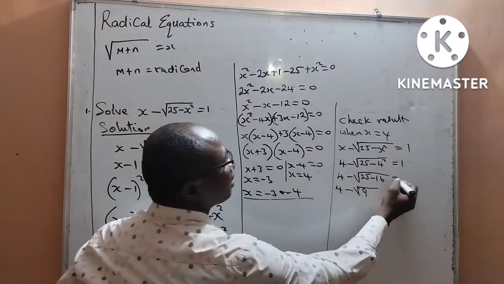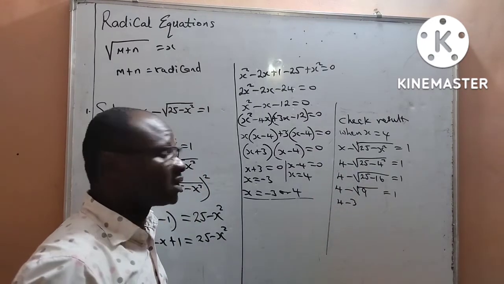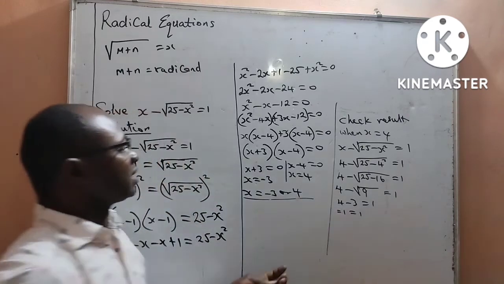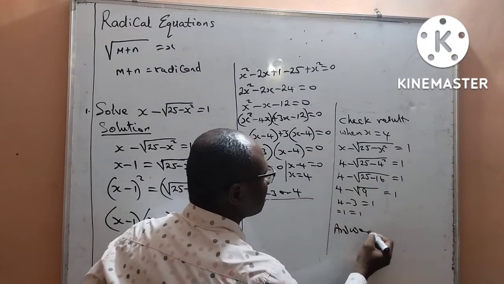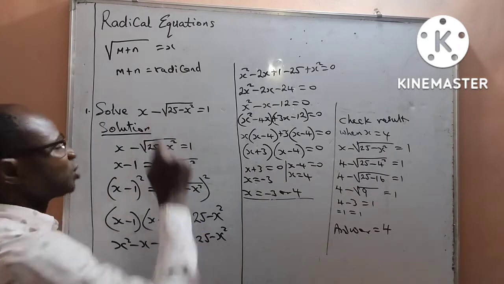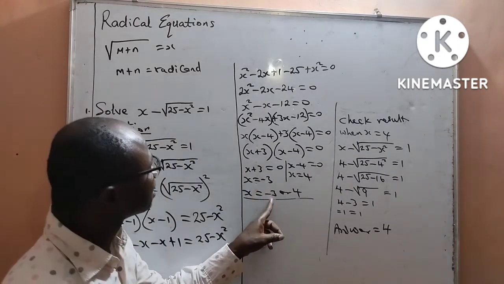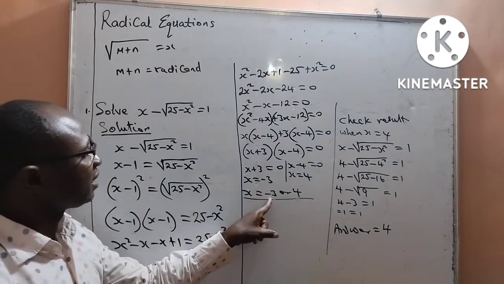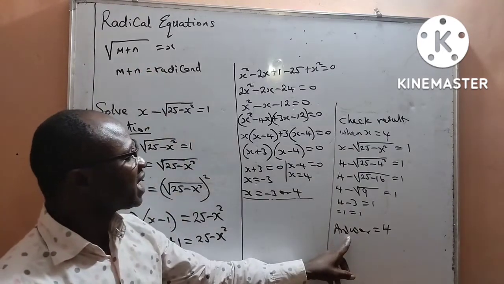And you can see with me that when I do 4 minus 3, because the square root of 9 is 3, I get 1. We can now say that 4 is a correct answer. When we replace the value of negative 3 into the equation, it does not give us 1. Therefore, we call this negative 3 an extraneous root. So our final answer to this question is x equal to 4.